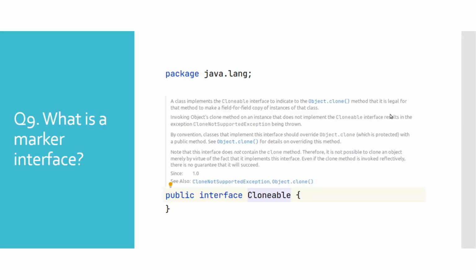What is a marker interface? A marker interface is an interface without any methods or constants, and it is used for type checking. One of the most widely used marker interfaces in Java are Cloneable and Serializable. We have shown how the Cloneable marker interface looks like in the java.lang package, and we will talk more about Serializable in one of our upcoming videos.